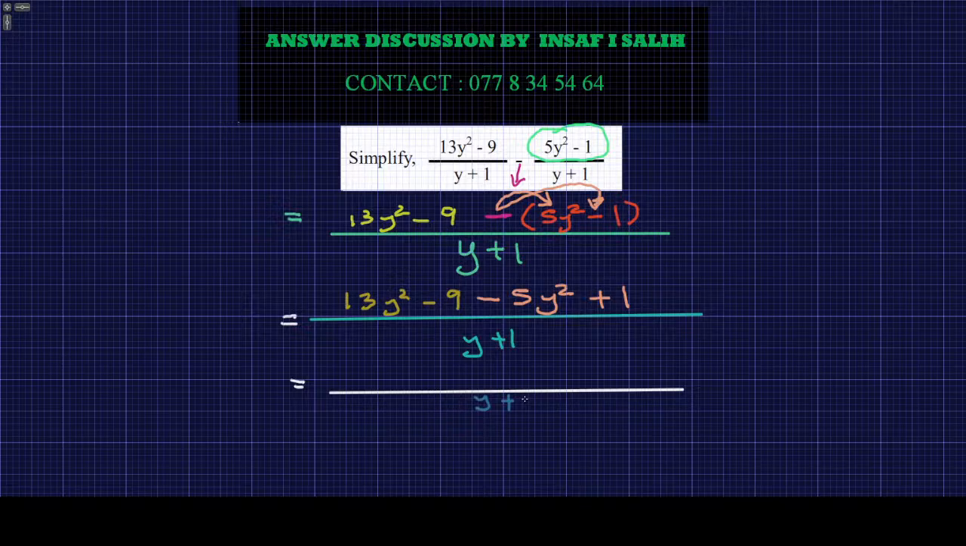What would be the numerator? Let's simplify. 13y squared minus 5y squared. From 13, if we take out 5, what is 13 minus 5? That is 8. 8 of what? 8y squared. The name of the object is y squared. So that is 8y squared. Now comes the numbers.